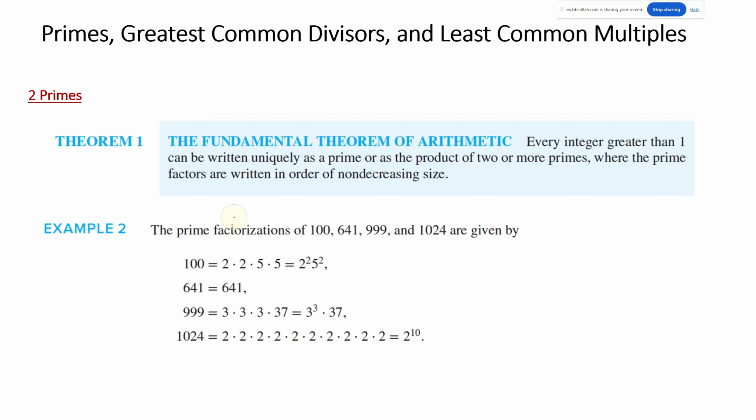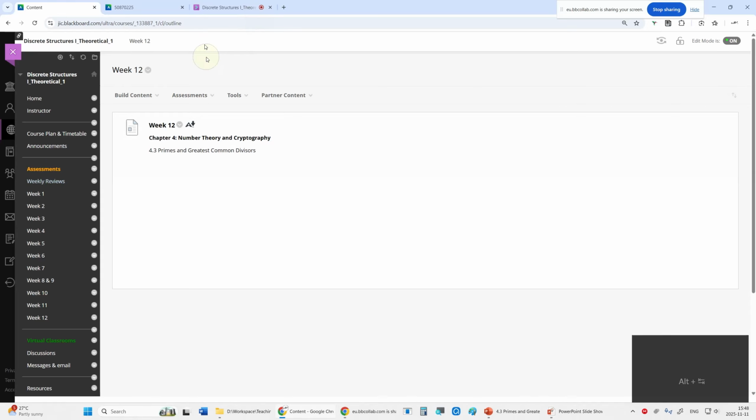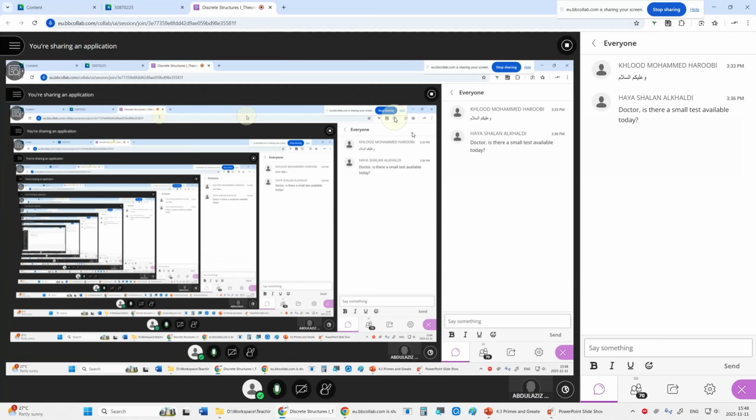But the idea is that this is how we can find all the prime factors of any number. Look at any number, and all you have to do is divide that number by the primes, continuously increasing, until you reach that unique representation. Is that okay? I'm not sure if I heard questions or not. All right.